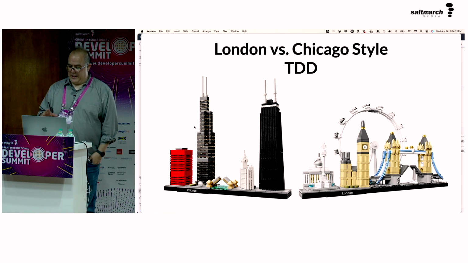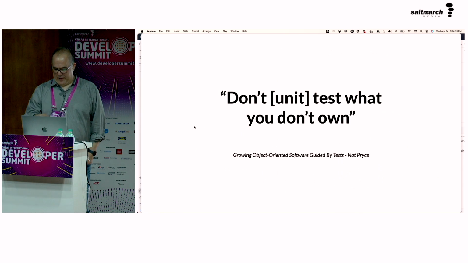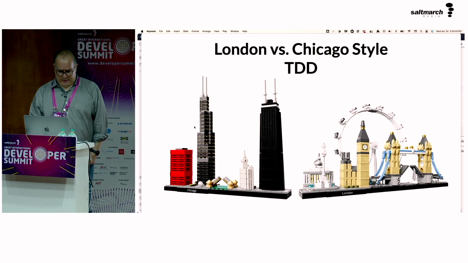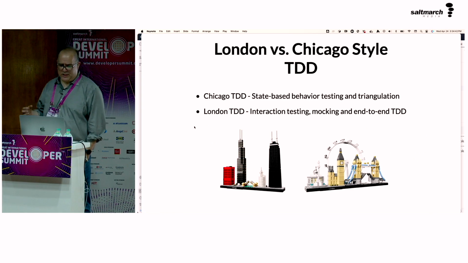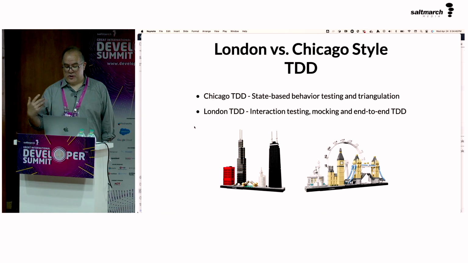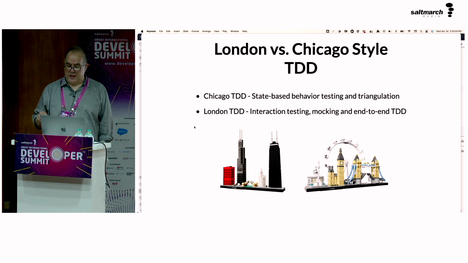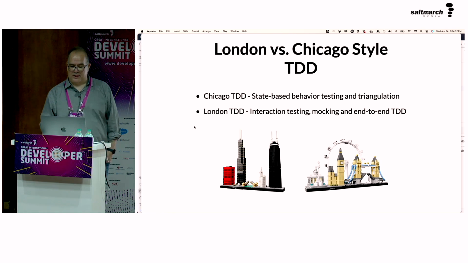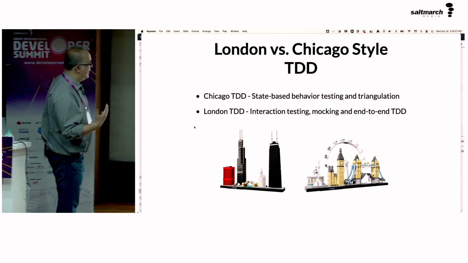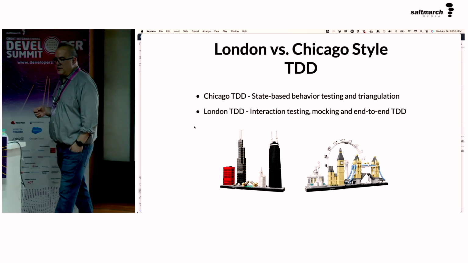I read a book about this, London style. It comes from Growing Object-Oriented Software by Nat Pryce. It's an excellent book, and I've been big into TDD, and there are two different schools of thought when it comes to TDD. There's a Chicago style, also called the Detroit style. That's state-based behavior testing with triangulation. That's more of the classic style. But London TDD is the mockist style, so you tend to use a lot of mocks, but they also talk about using a lot of end-to-end TDD.